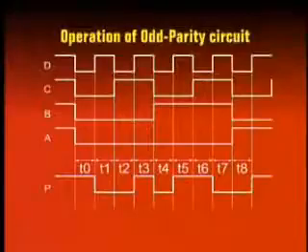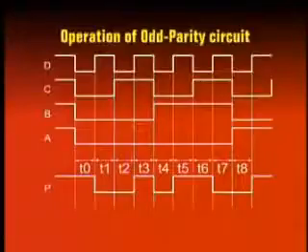If you compare the timing diagram P for intervals T0 to T8 with the values of P in the function table, you would find that they are similar, they are in fact identical. So this verifies that the odd parity generator circuit is working.